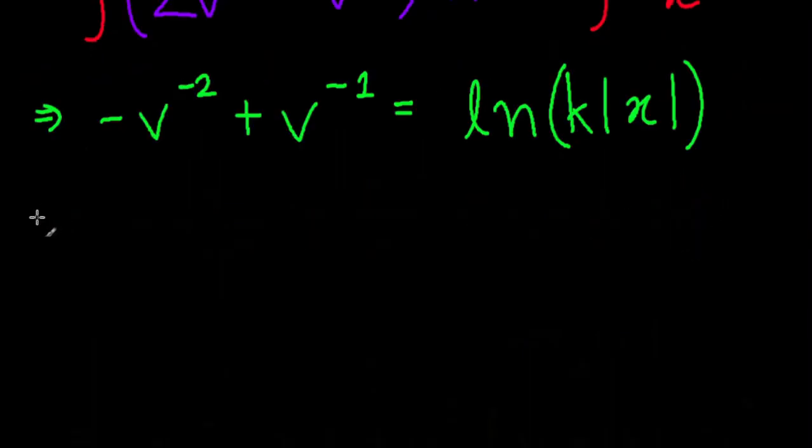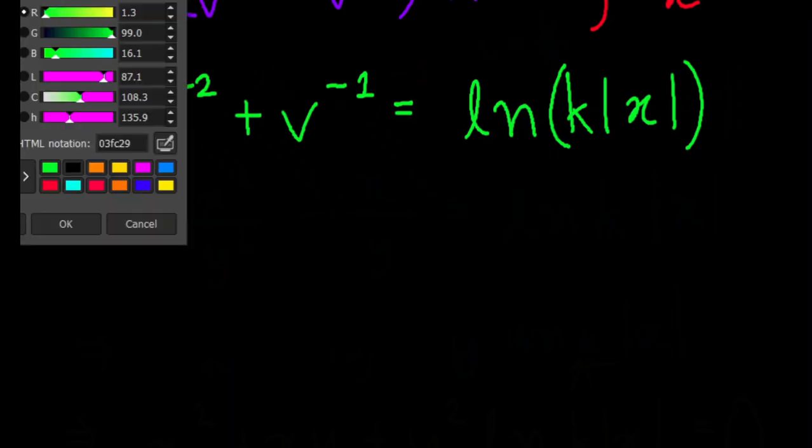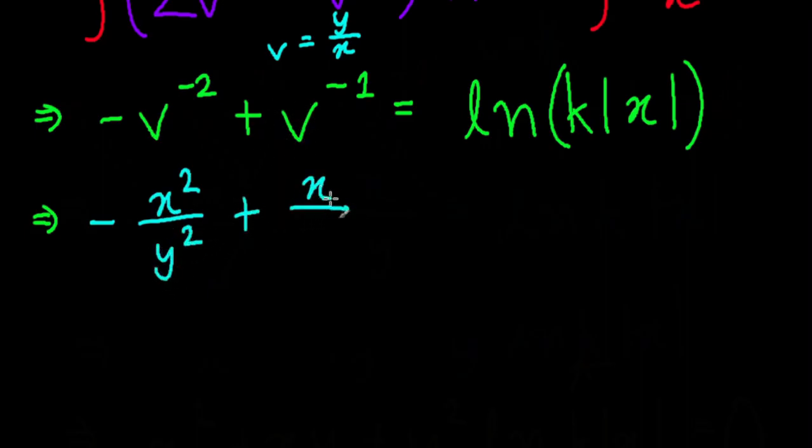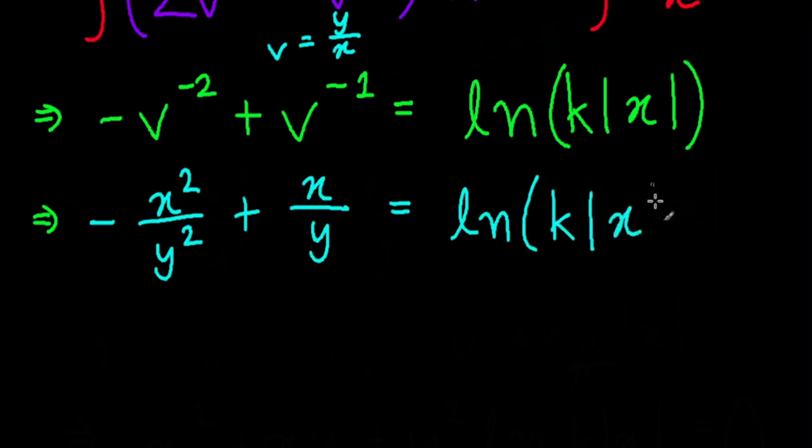Moving on, now what do we need to do? Since we got the relation between v and x, all that we need to do is reverse our substitution. So v was equal to y by x, right? So v to the power minus 2 is going to be the reciprocal of this, which is x by y squared. So this is negative x by y whole squared, which is x squared by y squared. Similar thing here, it's going to be x by y. And it's going to be equal to the natural log of k multiplied by the absolute value of x.